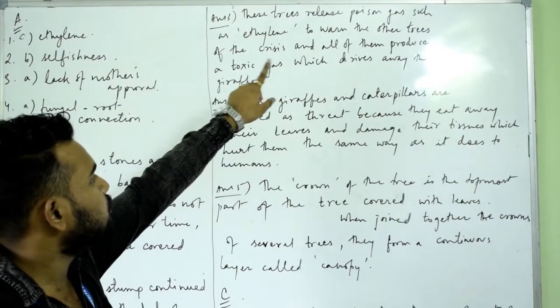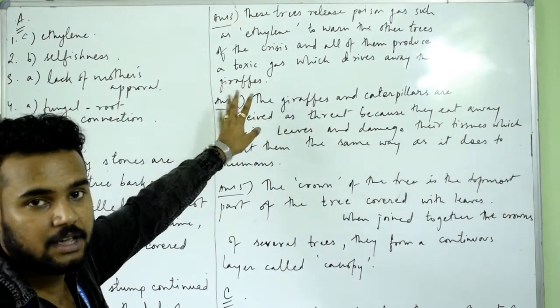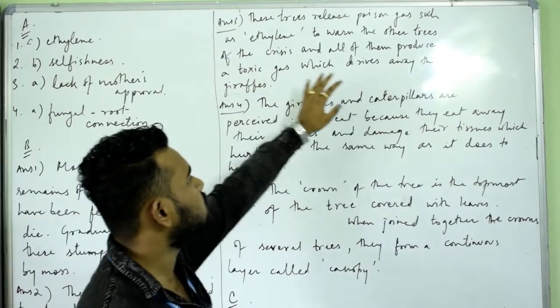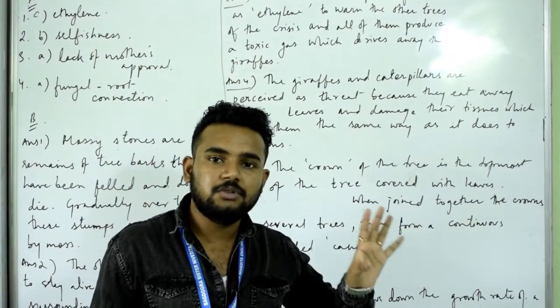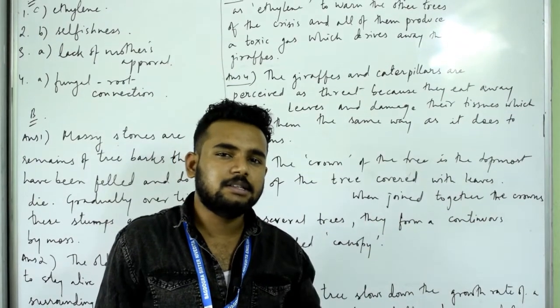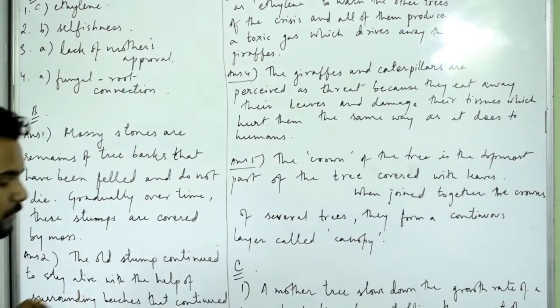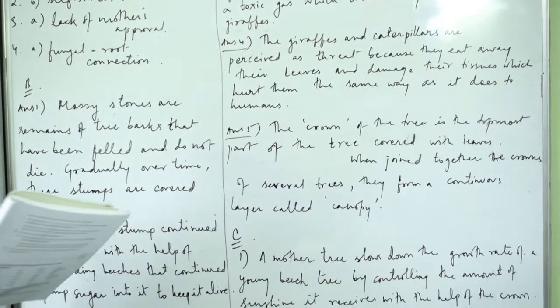The trees release poison gas such as ethylene to warn the other trees of the crisis. They also give each other a warning. And all of the trees then produce toxic gas which drives the giraffe away. Understood? So they start collectively producing a toxic gas, and when the giraffes inhale this gas, they run away. Understood? They don't eat that tree. Number 4, why might the giraffe and the caterpillar be perceived as a threat to trees?